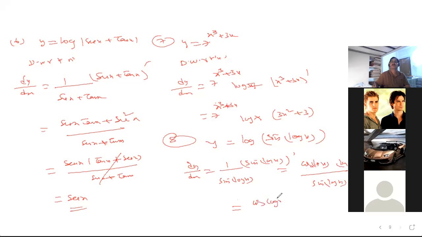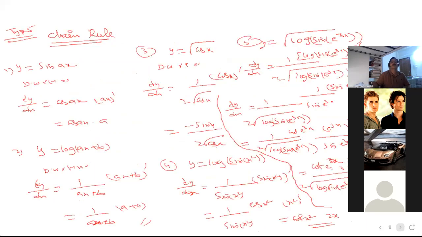Cos log x by sine log x. Log x derivative is 1 by x. If you want, you can write here cot log x by x. You can write. Clear, sir? Shall I move on to the next one? Yes, sir.